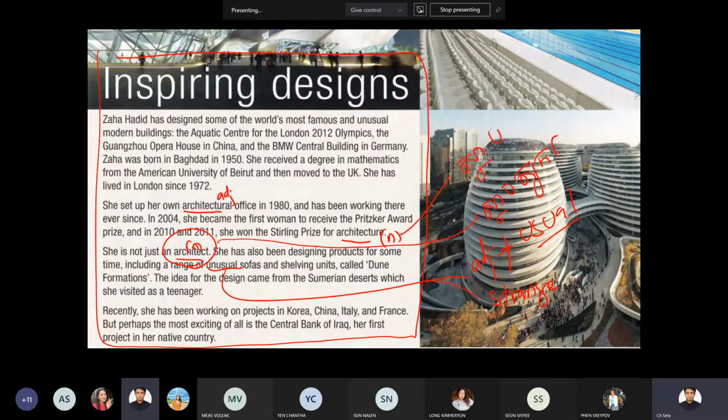This one, okay? And this one is an adjective. Okay, what else do you want to know? No more? That's all, okay. Thank you very much.